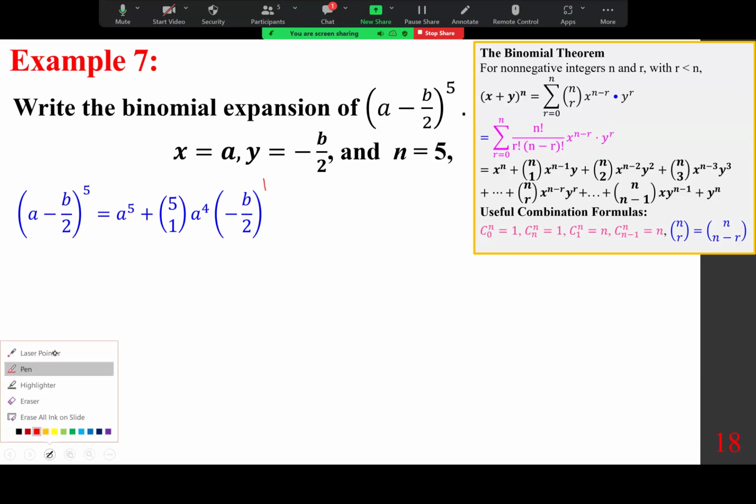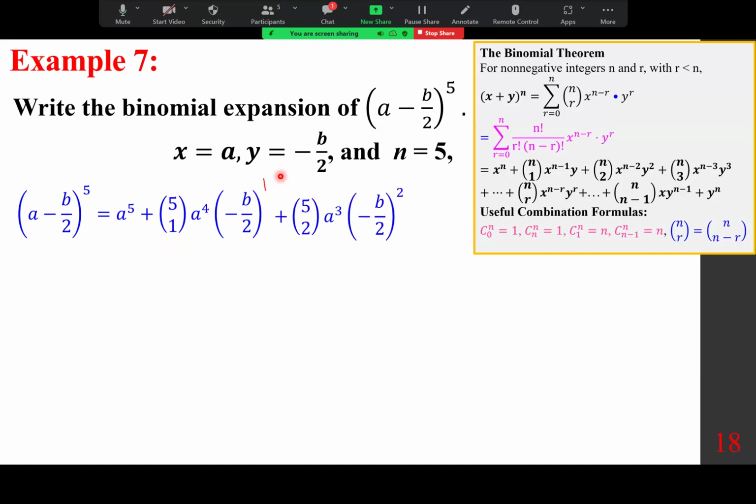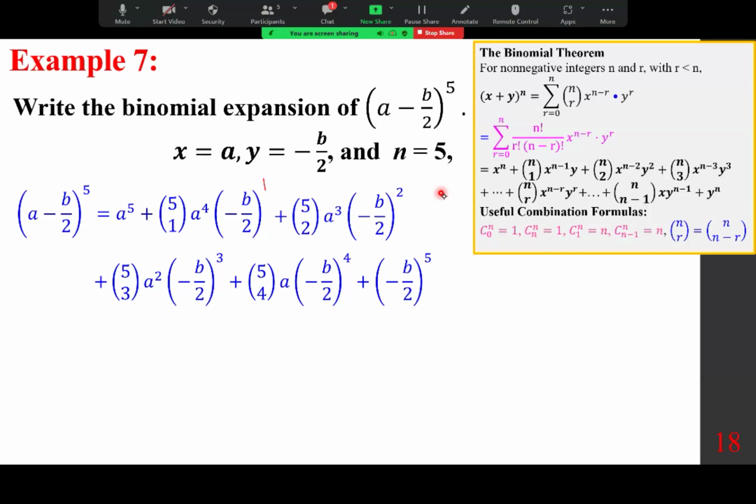So for the next one, we get 5 choose 2, a cubed, minus b over 2 squared. For the next one, we get 5 choose 3, a squared, minus b over 2 to the third. Then 5 choose 4, a to the power of 1, or simply a, minus b over 2 to the power of 4. And finally, minus b over 2 to the power of 5. So this is what we get.